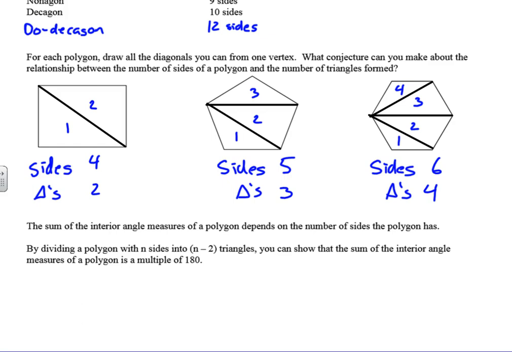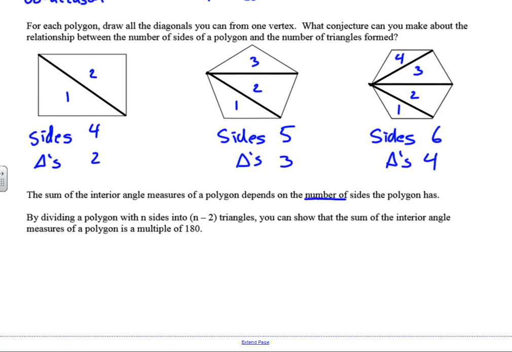The sum of the interior angle measures of a polygon depends on the number of sides the polygon has. By dividing a polygon with n sides into n minus 2 triangles, we can show that the sum of the interior angle measures of a polygon is a multiple of 180. Notice here that there are 4 triangles; there are always 2 fewer triangles than the number of sides. So n represents the number of sides, we subtract 2, and that gives us the number of triangles.